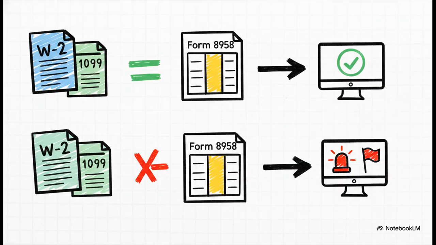Okay, listen up, because this is a detail you absolutely cannot miss. Before the IRS computer even thinks about looking at your allocations, it's going to do one check. Does the total column on Form 8958 match the gross amount on the W-2 or 1099? If there's any mismatch at all, it's an instant red flag, and it basically makes the whole form useless.